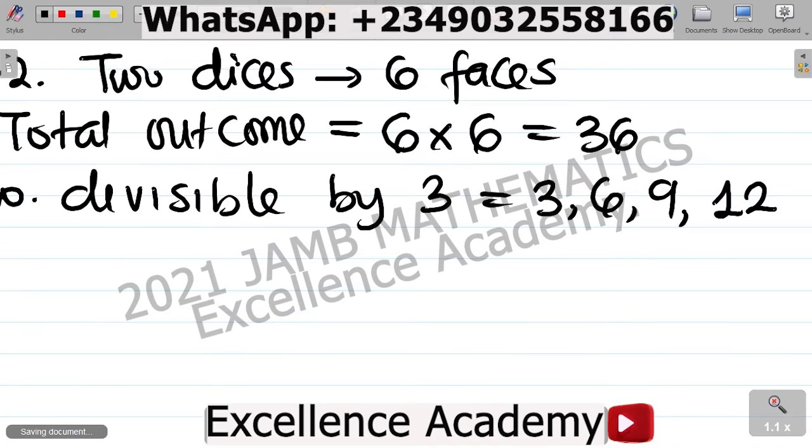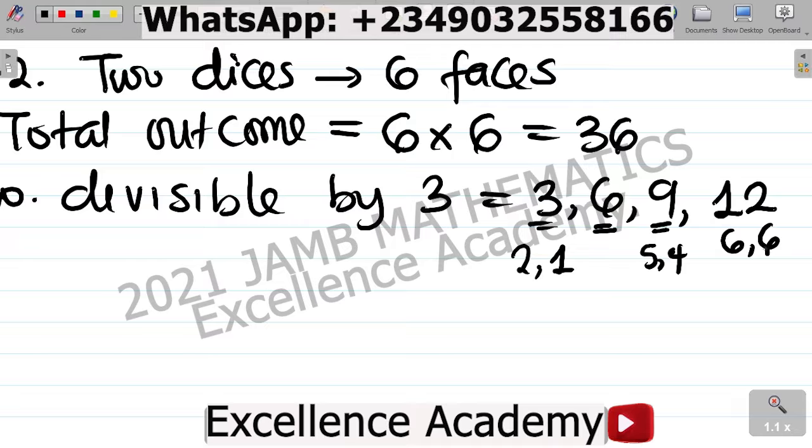Now, what we are saying is that I could throw 2 dice to have 3. For example, if I throw 2 on one die and 1 on the other die, I'll have 3. I could throw 2 dice to give you 6. I could throw 2 dice to give you 9, probably a 5 and a 4. I could throw 2 dice to give you 12. That's if I have 6 and 6. There's no way you would throw 2 dice at once and get 15. So that's why we're not including 15. We'll stop at 12.